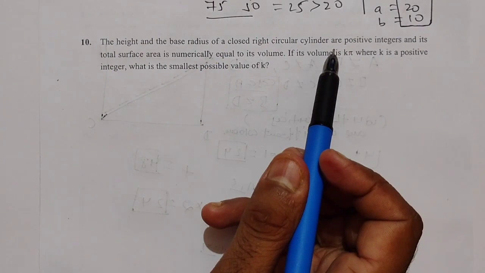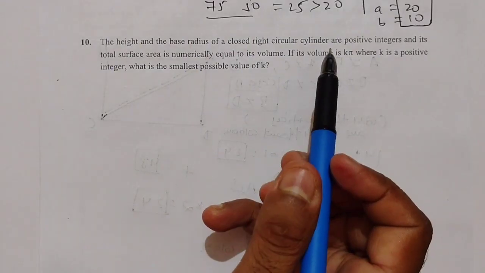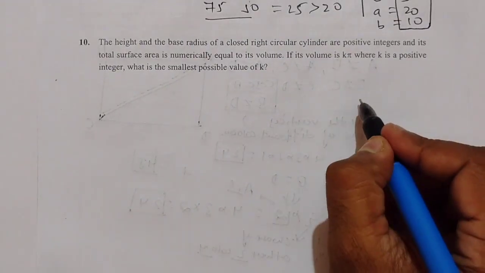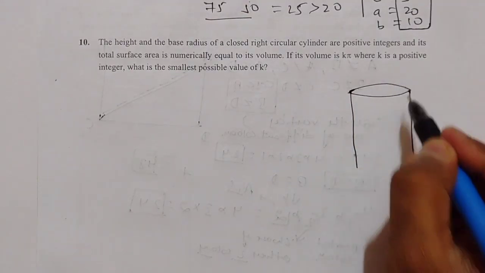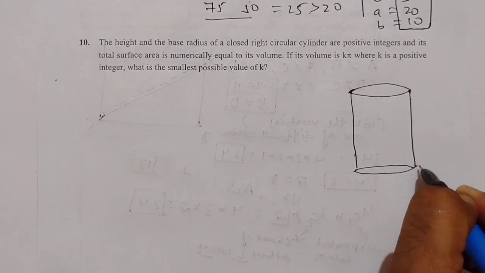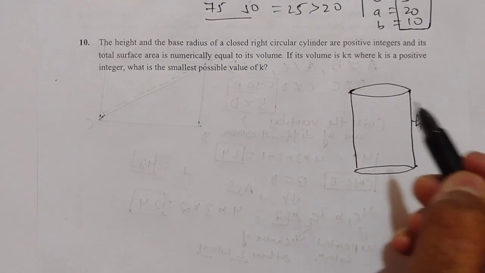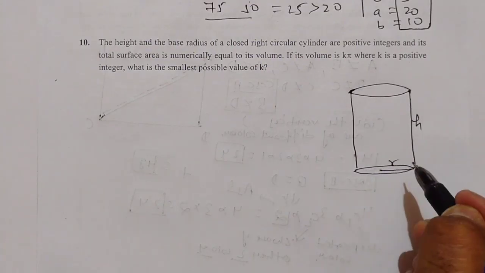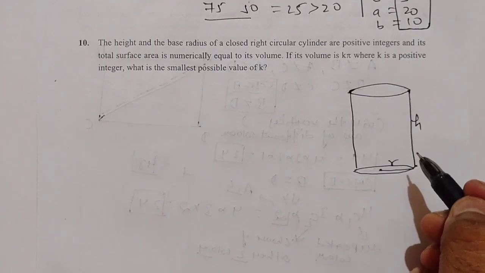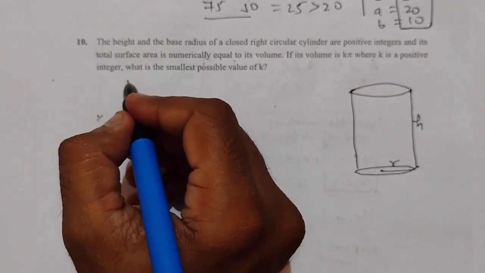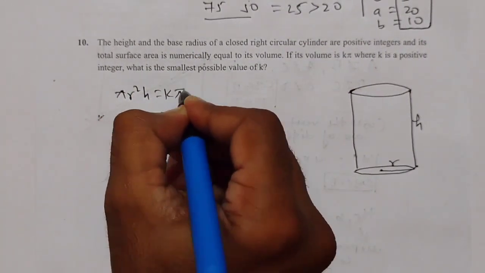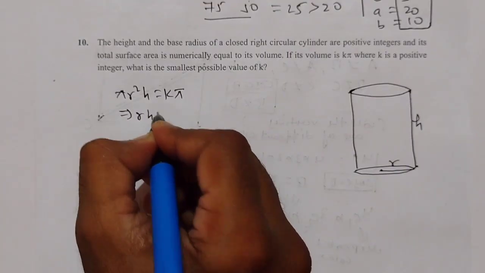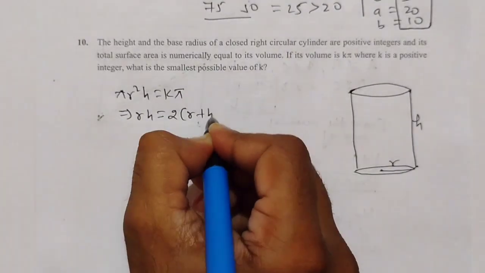Now for this, first of all we have to form a cylinder like this, the height is h and the radius for the circular base is r. So we have the volume pi r square h, and this is equal to k pi, and here rh is equal to 2 into r plus h.